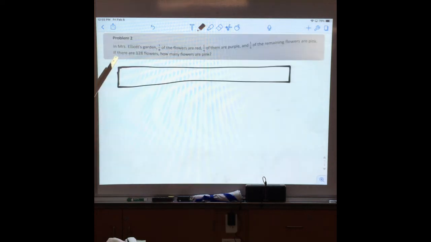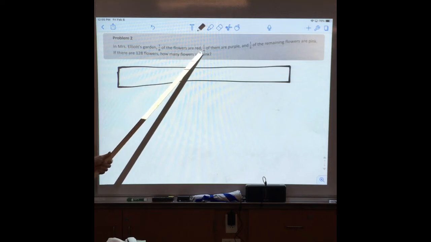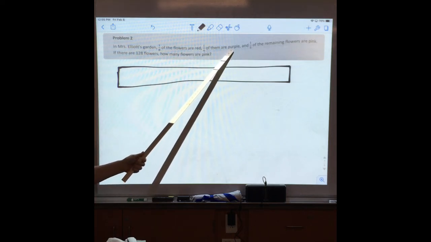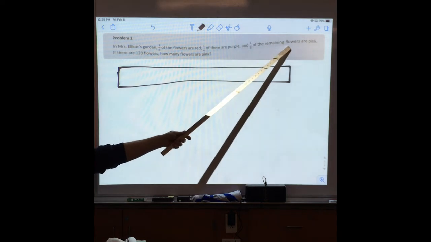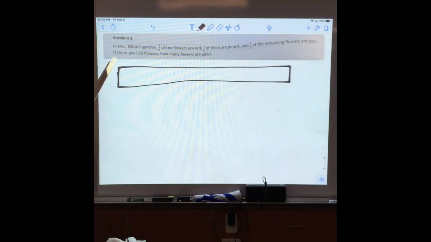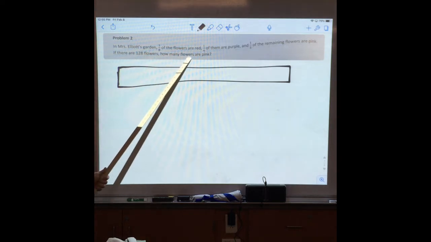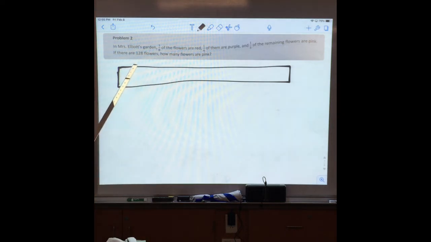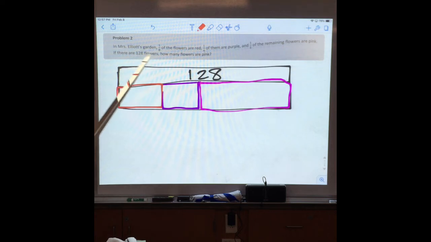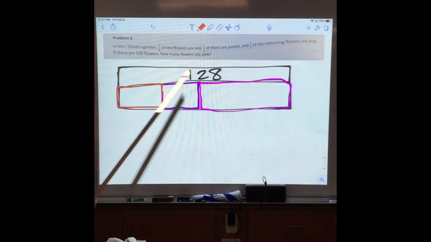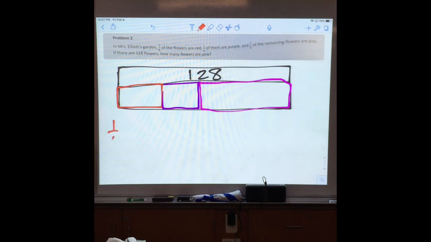Okay, in Mrs. Elliott's garden, 1/8 of the flowers are red, 1/4 of them are purple, 1/5 of the remaining flowers are pink. If there's 128 flowers, how many flowers are pink? So what do we put up in here? You're right, we're going to put 128. Okay, so it says 1/8 of the flowers are red. So what's 1/8 of 128?